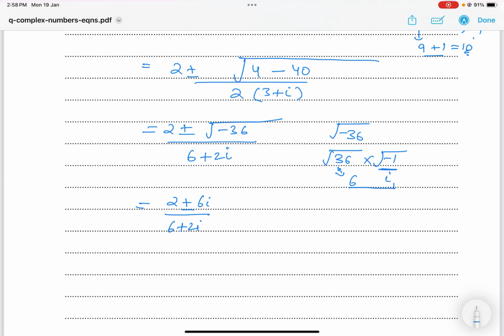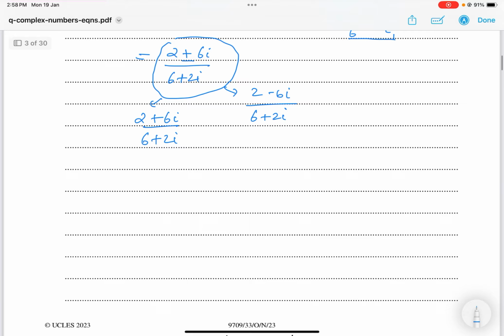Alright. To convert this form, what should I do? We have two answers right now. 2 plus 6i upon 6 plus 2i, and 2 minus 6i upon 6 plus 2i. Right? To convert this, we will follow the same rule as rationalizing the denominator. If a plus is over here, we will multiply both numerator and denominator by minus. Minus of what? If it is 6 plus 2i, we will multiply numerator and denominator with 6 minus 2i.